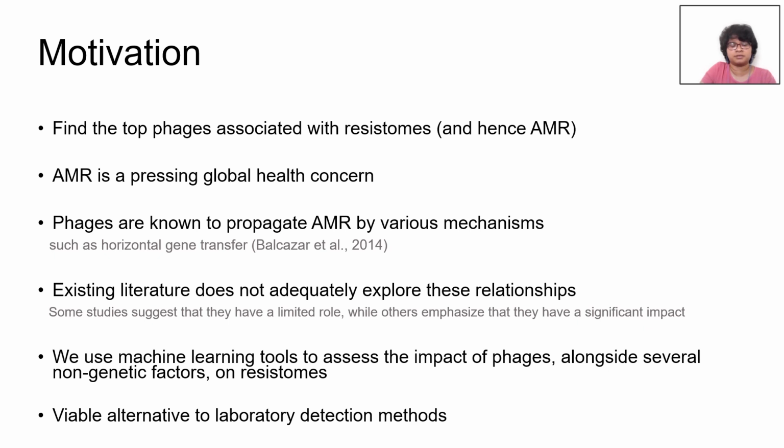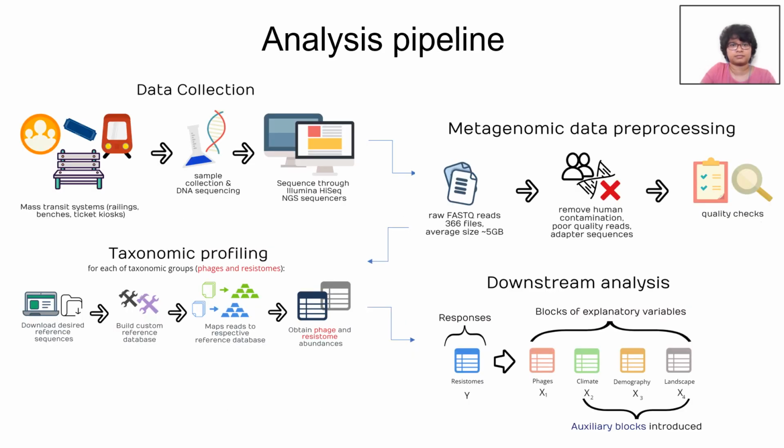We use statistical and machine learning tools to assess the impact of phages alongside other established proponents of ARG dissemination on the spread of AMR. This would be a viable alternative to laboratory detection methods of finding important phages that have something to do with ARG spread. Here, we present the main steps of our analysis.